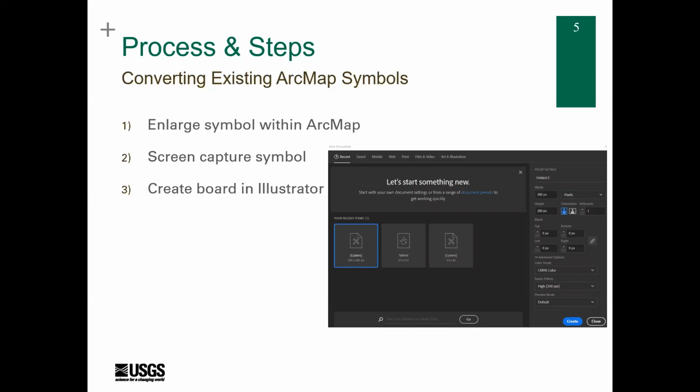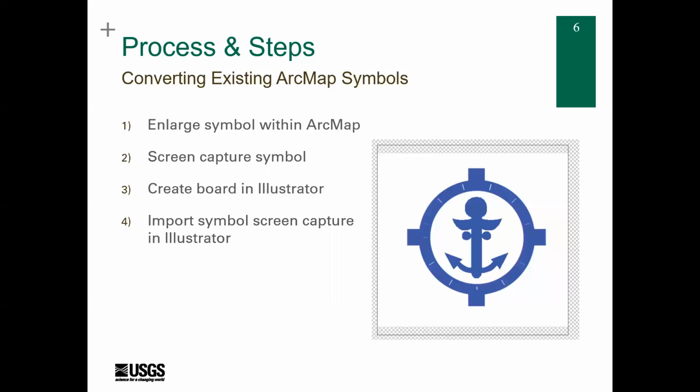Once you have a screen capture, we are now ready to start in Illustrator. We need to open a new artboard. I use a 200 by 200 pixel square for my point symbols, which is just over 2 by 2 inches. However, there are many sizes that would work. But because of the size of the symbols for maps, you don't need a very large artboard. Once your artboard is created, we're going to import the screen capture image of your symbol into your Illustrator artboard.